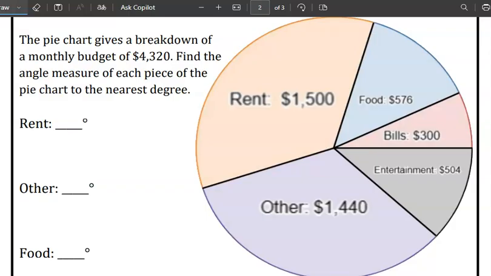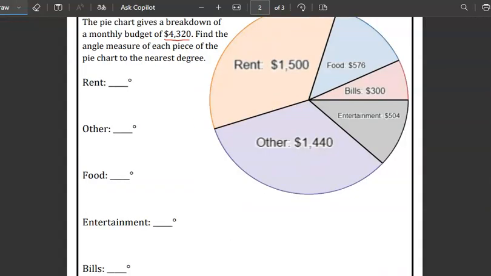The pie chart gives a breakdown of a monthly budget of $4,320. Find the angle measure of each piece of the pie chart to the nearest degree. For each of these, we want to set up proportions. For the rent, it says that it's $1,500 and the total amount was $4,320. We're going to set that equal to something over 360 degrees. There's 360 degrees total in a circle.